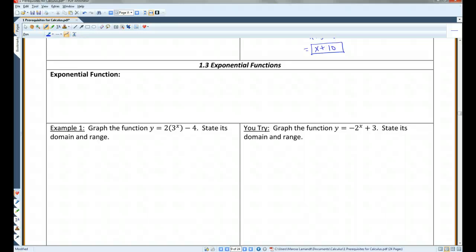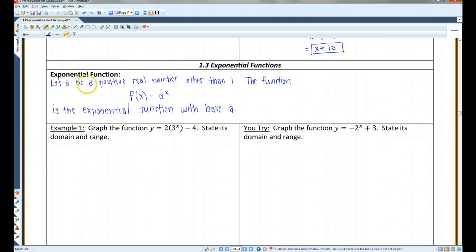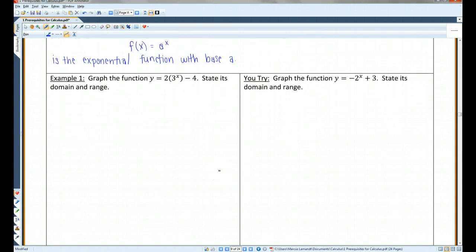Alright, 1.3 exponential functions. Let me write the definition. Let a be a positive real number other than 1. The function f of x equals a to the x power is the exponential function with base a. Alright, let's do an example.